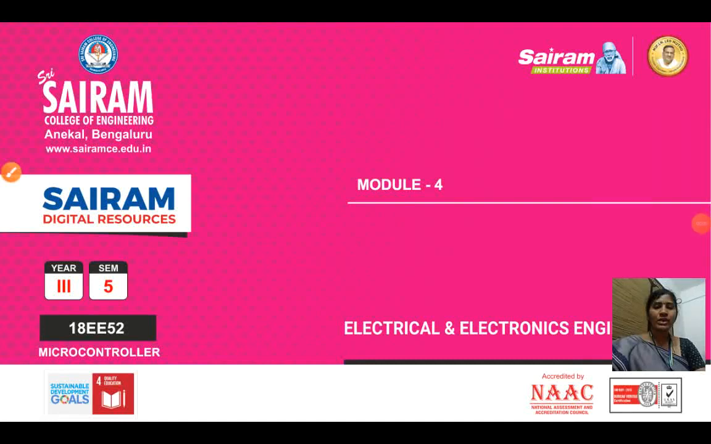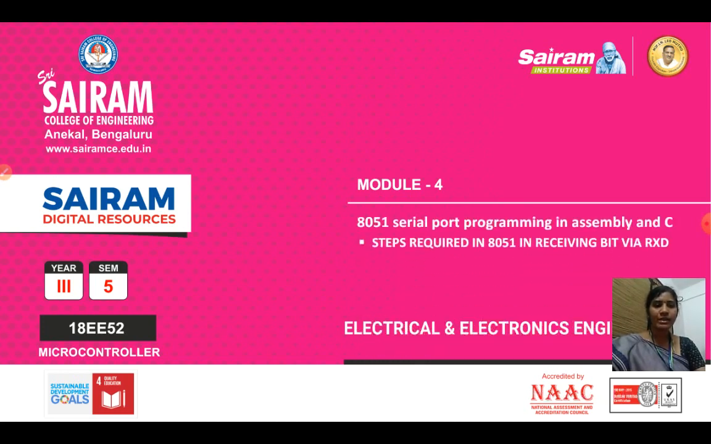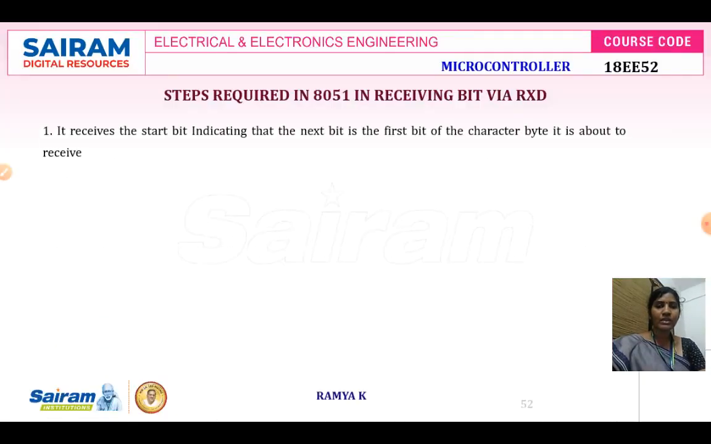In today's session, we will discuss the steps required to receive data serially via the RxD pin, and also a program for that. In transmitting the data, the transmitting interrupt flag is checked, whereas in receiving data, the receiving interrupt flag will be checked. This is the only difference. Apart from that, all the other steps are the same.